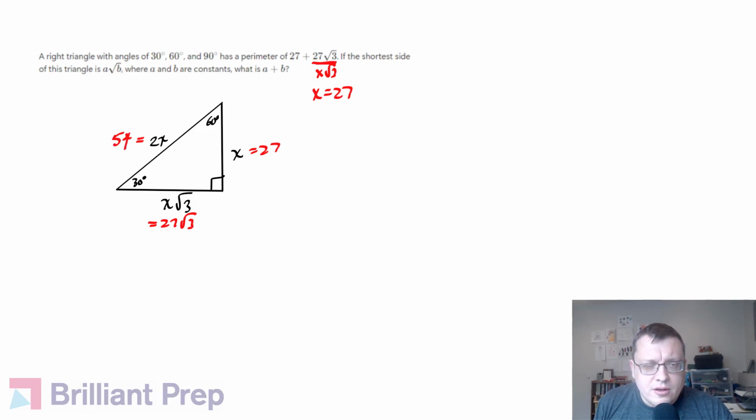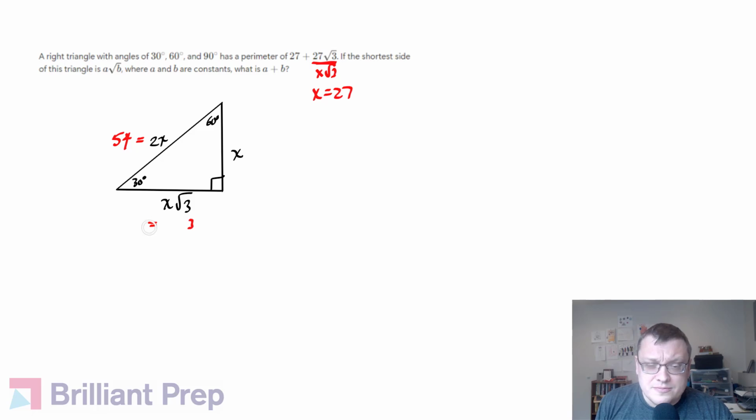At this point, we're kind of confused because it says the shortest side is a square root of b, but in our triangle here, the shortest side is 27. What's going on here? Something's off. In addition, if I sum these sides to find the perimeter of this triangle I've created, I do not get 27 plus 27 radical 3. I get 81 plus 27 radical 3. So something is very strange here.